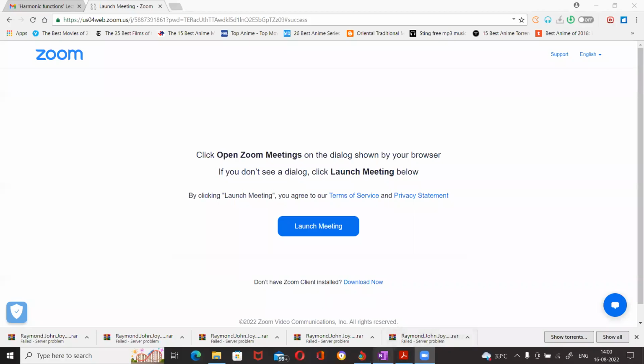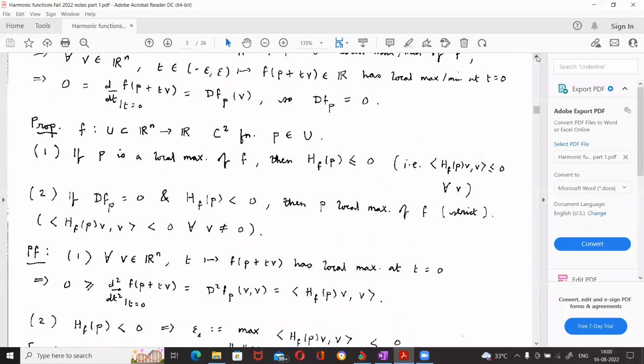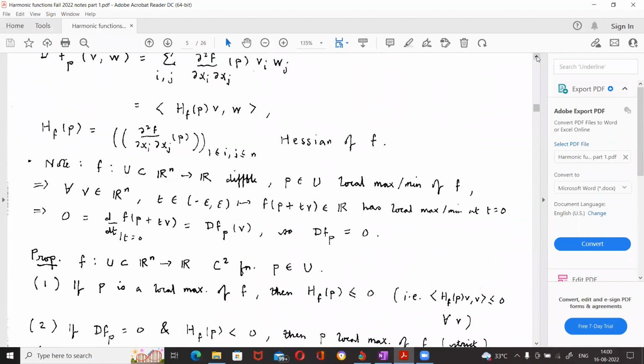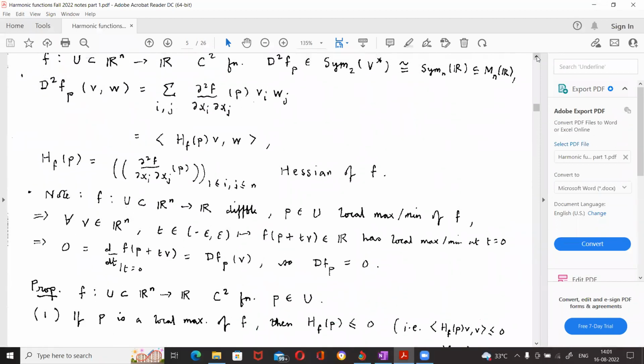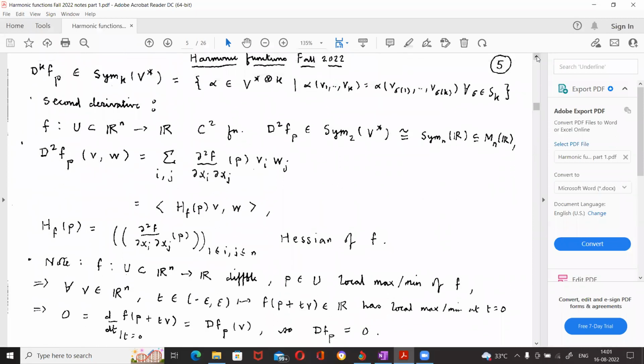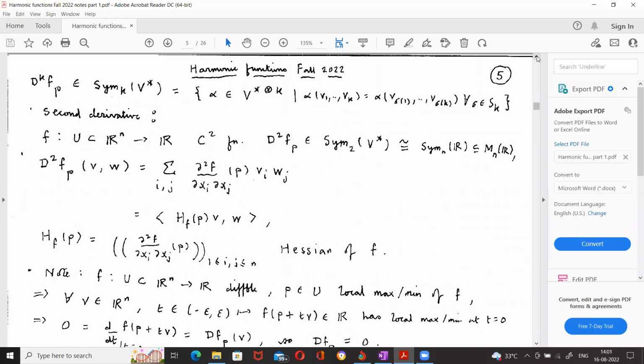Okay, so let's start then. Last time we were talking about derivatives of maps between Euclidean spaces and between normed vector spaces. And then we talked about higher derivatives, right? So the kth derivative at a point, we saw, was a symmetric multilinear map, a k-multilinear map.